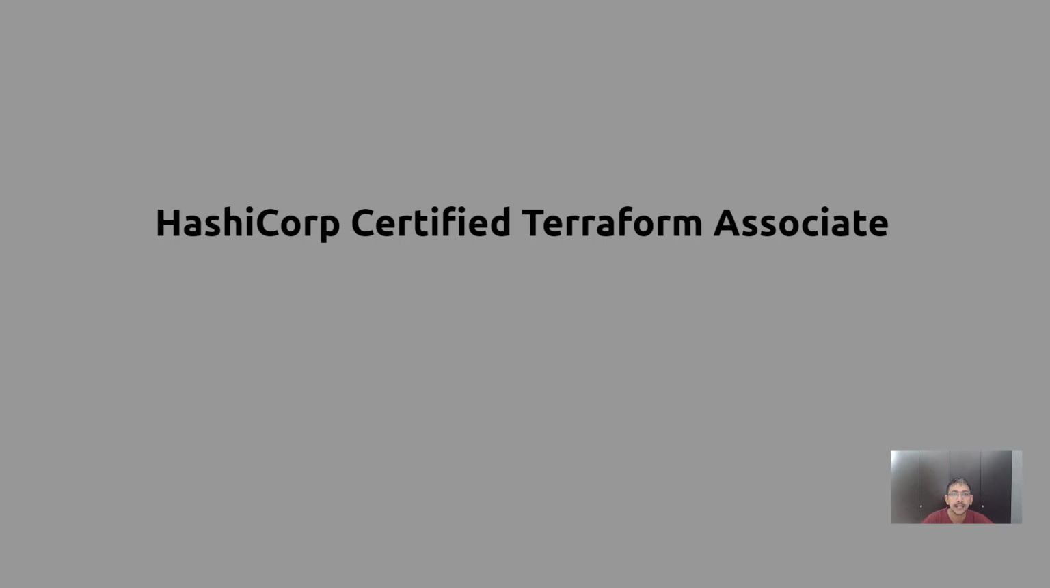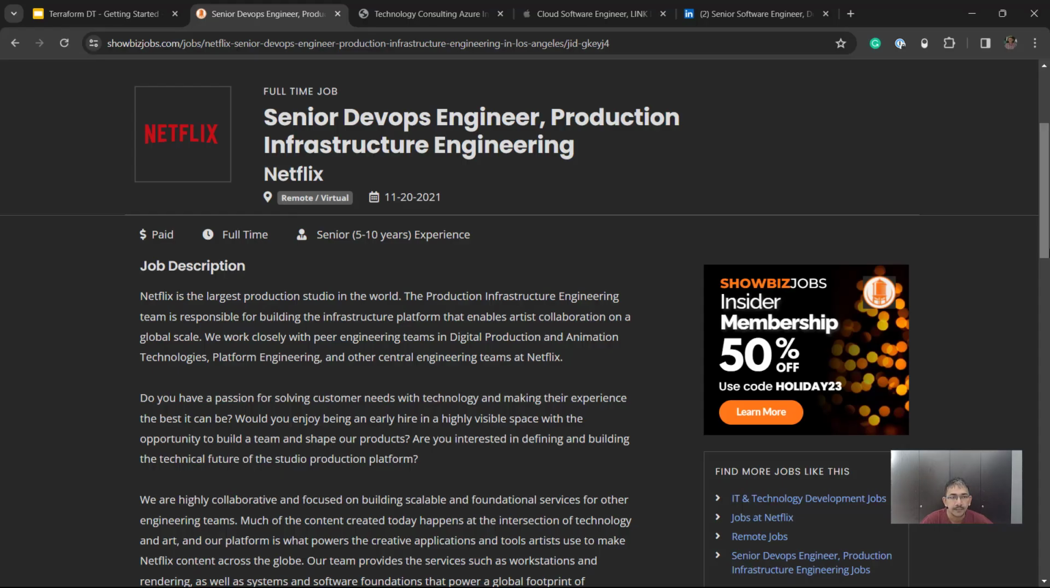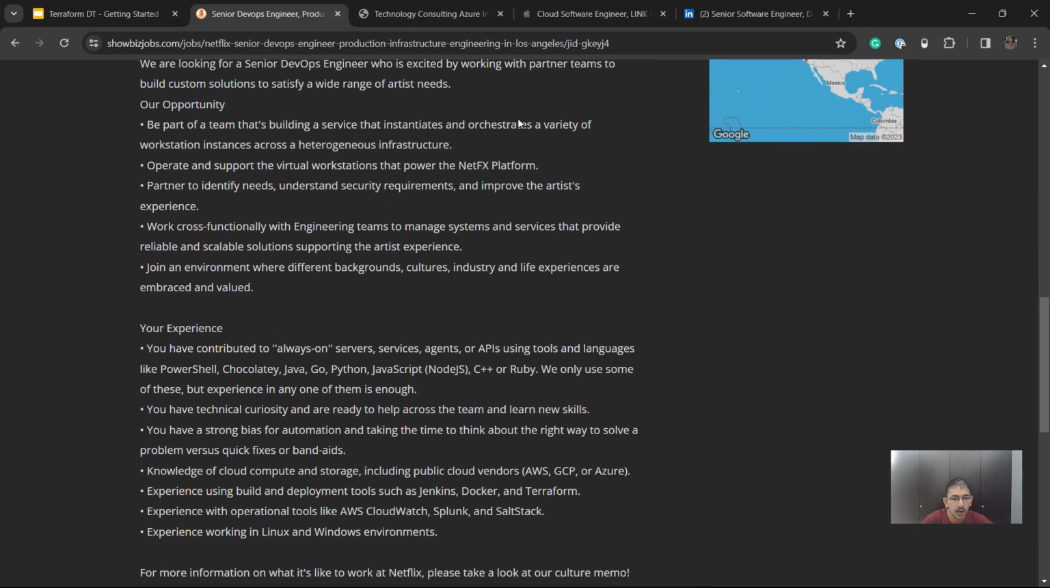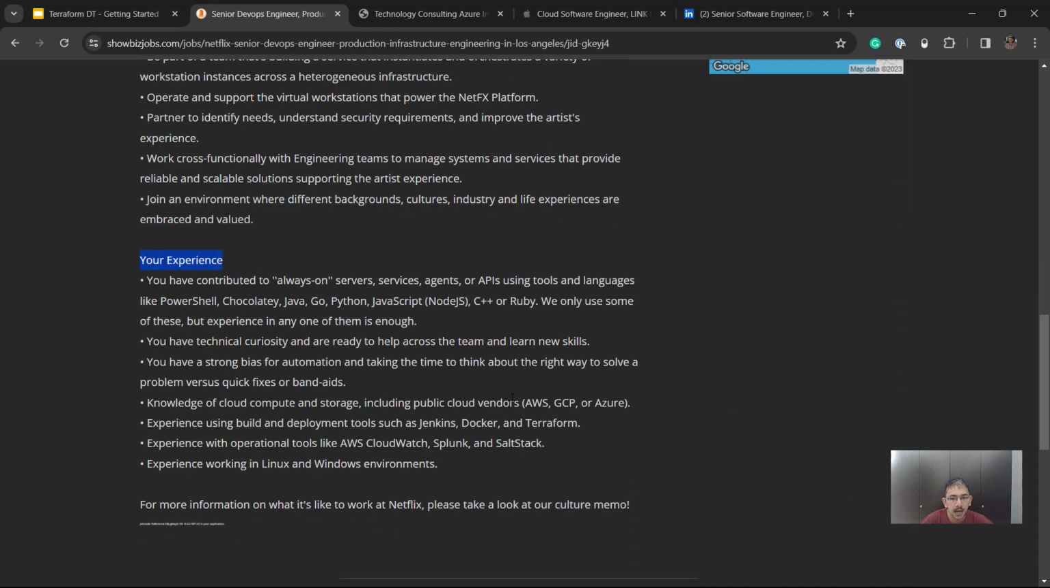So before we go ahead and look into why Terraform has become one of the de facto standards among infrastructure as code tools, let's explore some of the job descriptions associated with some of the industry leaders. The first one that we are going to explore, again this is an older position but our aim is to look into the job description here, is Netflix, and the role here is Senior DevOps Engineer. Now if we go a bit down in your experience here, apart from your knowledge of AWS, GCP, etc., you see Terraform is mentioned here.